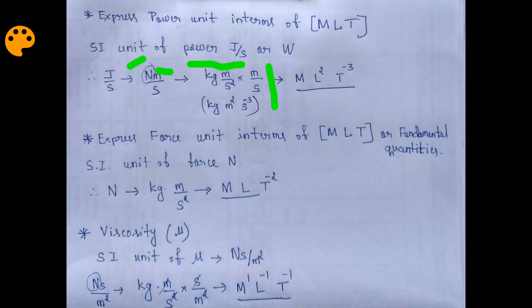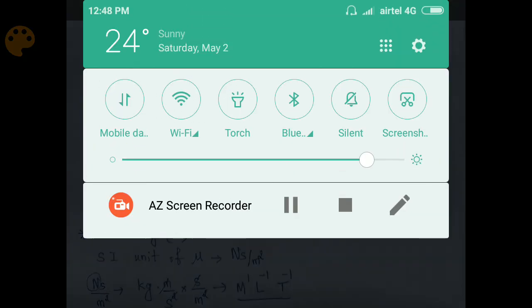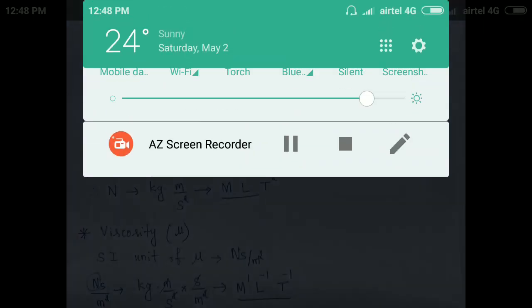But how? Newton is the unit of force, and force is defined as mass into acceleration. The unit of mass is kg, and for acceleration it is meter per second square. All together, if I simplify, we get kg meter square second raised to minus 3. In terms of MLT, for kg it will be M, for meter square it will be L square, and for s raised to minus 3 it will be T raised to minus 3. This is how it is written.